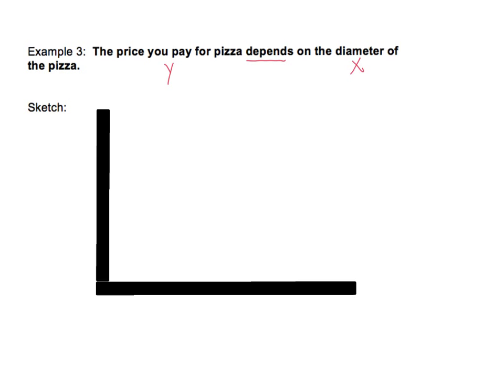The price you pay for pizza depends on the diameter of your pizza. Okay, I'm sure many of you have ordered pizza before. So we have the dependent, our y value, as the price that we would pay, and our independent value is going to be the diameter. So let's say I give myself some number values here. So that's obviously $0, $5, $10, $15, and let's say $20.